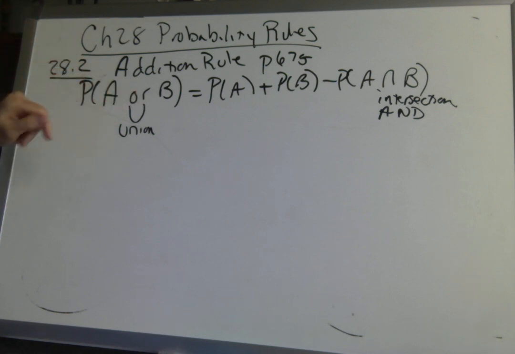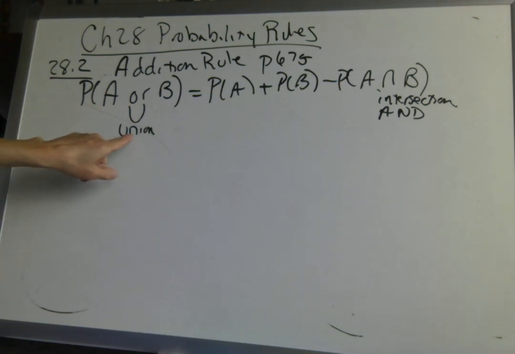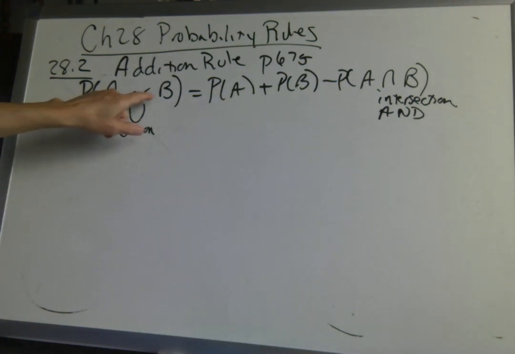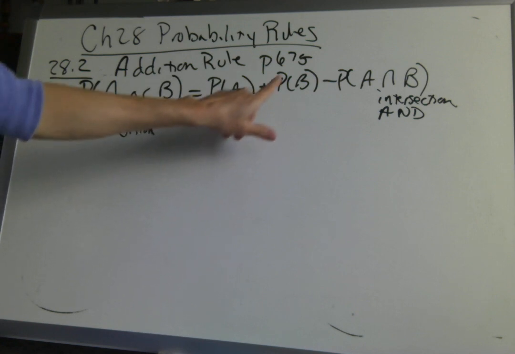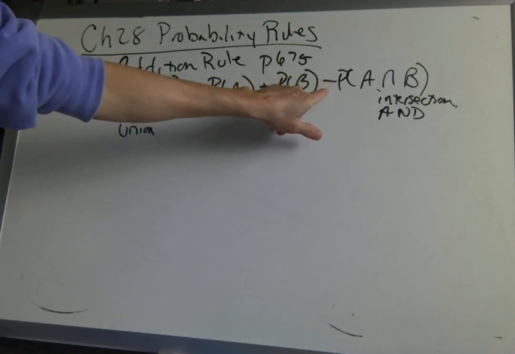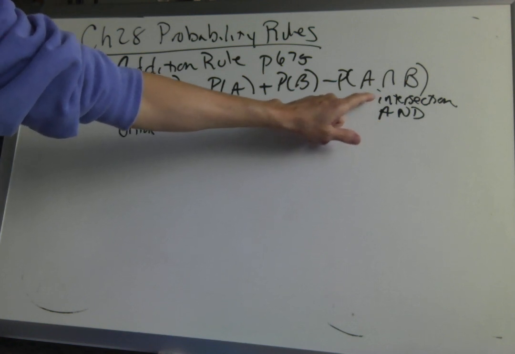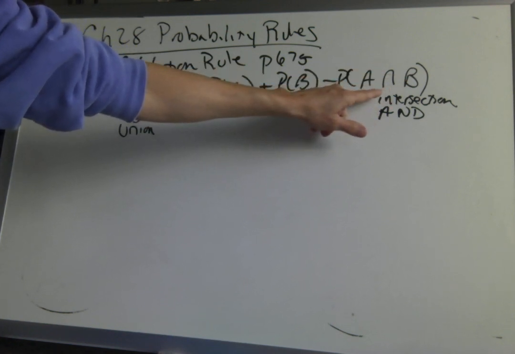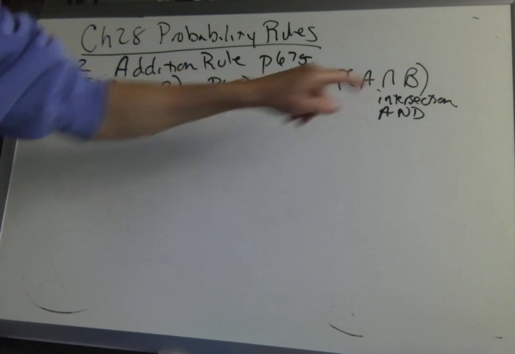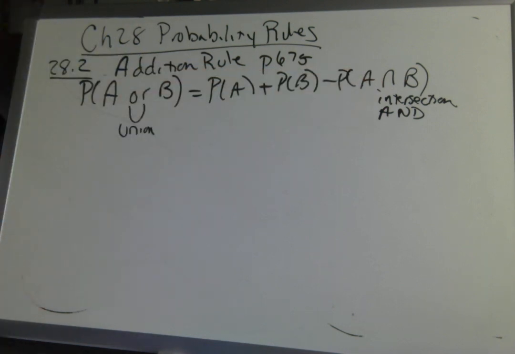So I'm giving you notation, definitions, and the words all at the same time. So A or B. Or is denoted by the big U, and it's called the union. So A or B equals the probability of A plus the probability of B minus the probability of A and B. This is the intersection, and it's denoted by the upside down U.